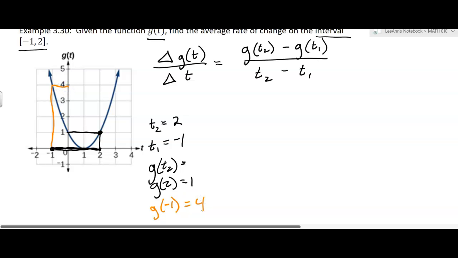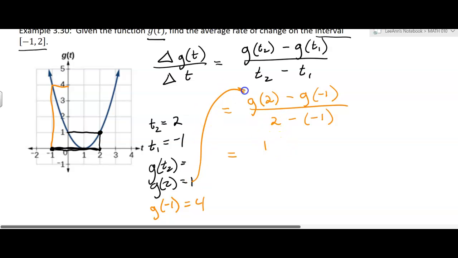Okay. So now, if I want to write out the formula, I'm going to have g of 2 minus g of -1 over 2 minus -1. And then that's going to be, g of 2 was 1, right? Minus 4 over, well, it's 2 plus 1. So I'm getting -3 over 3, which is -1. That would be then the average rate of change.